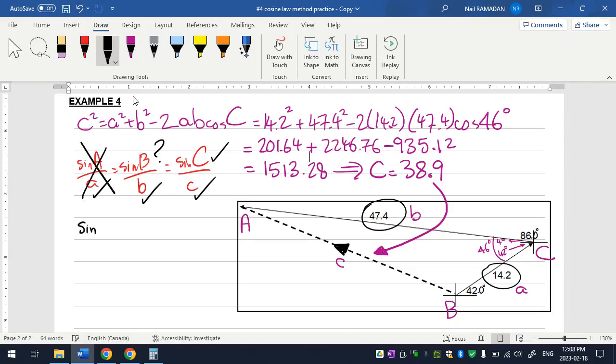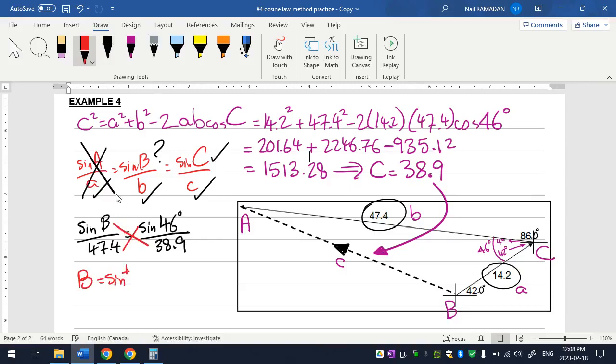So sine B is, with the one we're finding. Length B is 47.4. Sine C is the 46. And length C we found to be 38.9. So criss cross, we get B equals sine inverse of 47.4 sine 46 over 38.9.